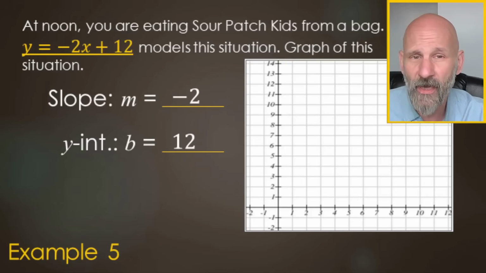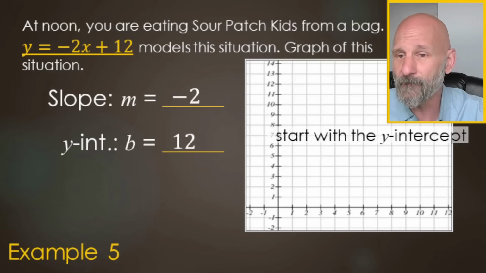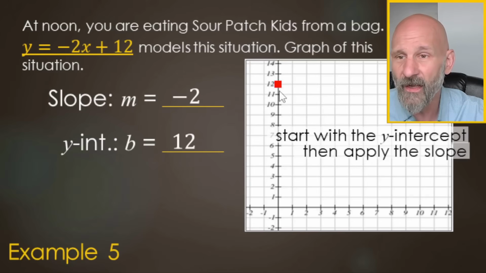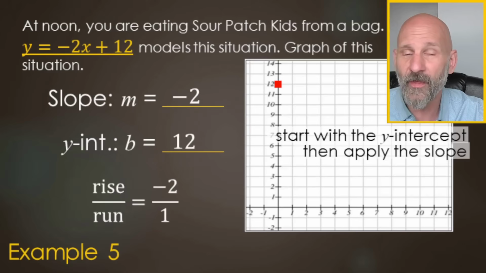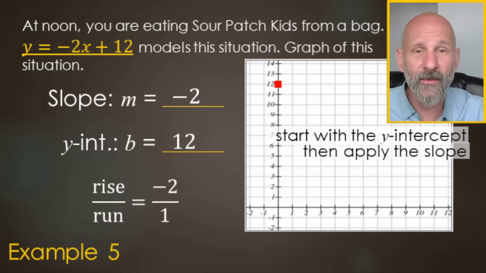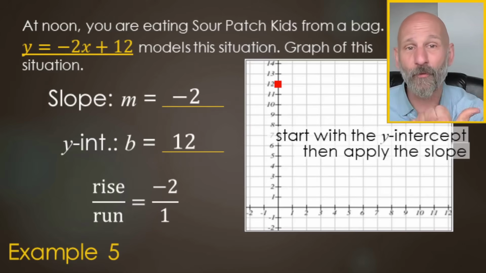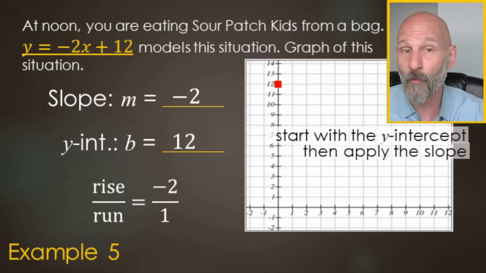Now we go to graph. Start with the y-intercept, okay? So we're looking on the y-axis. The value is going to be a 12, so right there. And then after we found that y-intercept, now we go and apply the slope. So this is a -2. So if you're thinking rise over run, that's going to be a down 2 and then a right 1, okay? So the run is a 1.